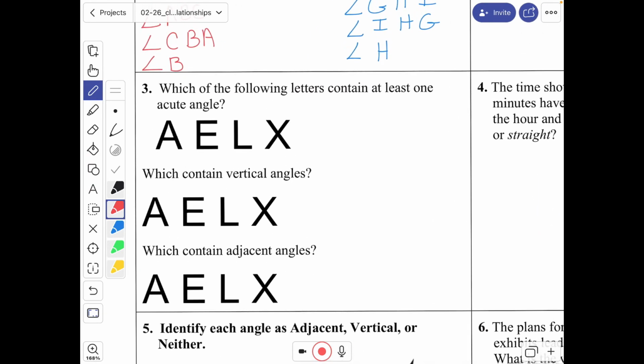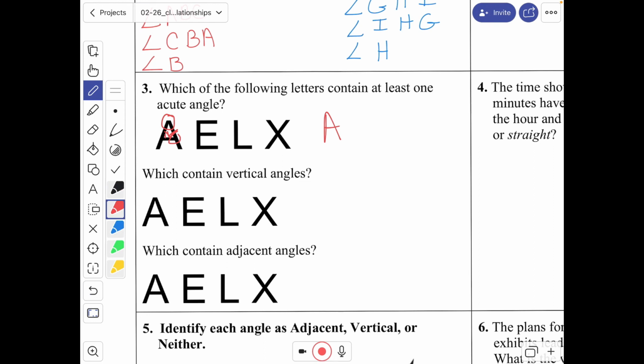Number 3, which of the following letters contain at least one acute angle? Well, I see several acute angles. One of them I see is on the letter A. It also has one right there inside the triangle part of the A. There's several little angles.